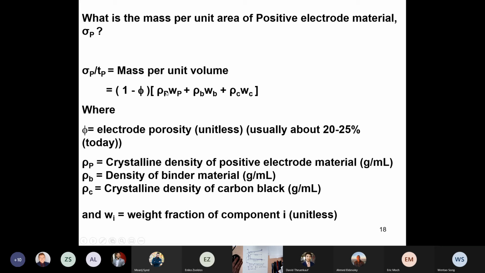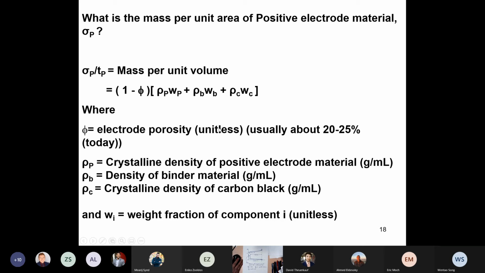It's the crystalline density of the positive electrode material, rho P, times the weight fraction of positive electrode material, WP, plus the density of the binder times the weight fraction of the binder, plus the density of the carbon black times the weight fraction of the carbon black. And then all of this is multiplied by the solids fraction of the electrode. You have to take 1 minus the porosity and multiply it by this. And that gives you the mass per unit volume.